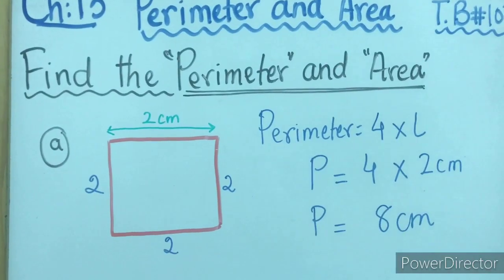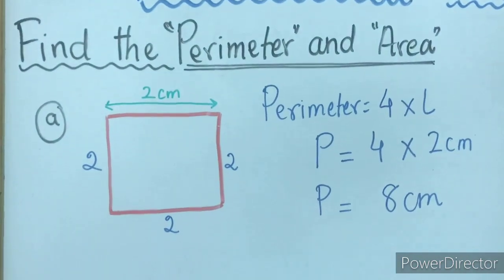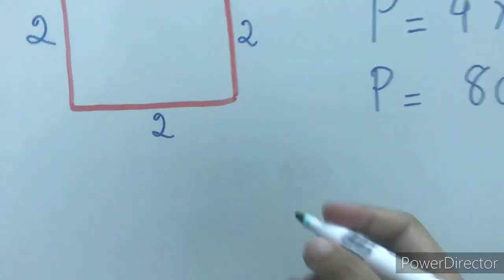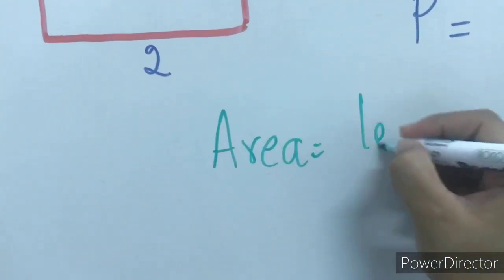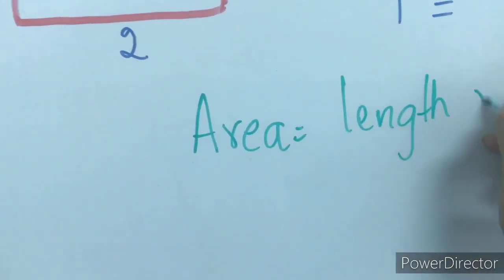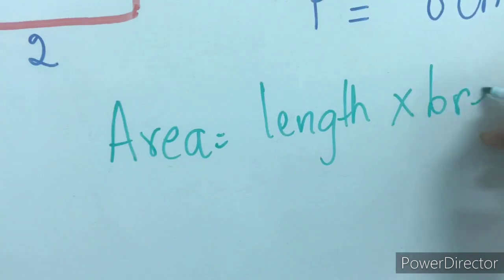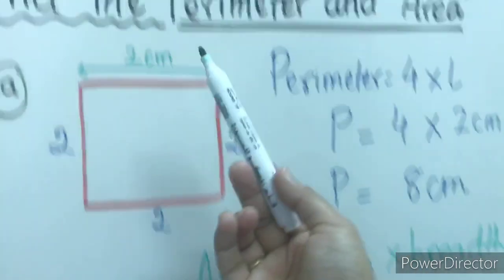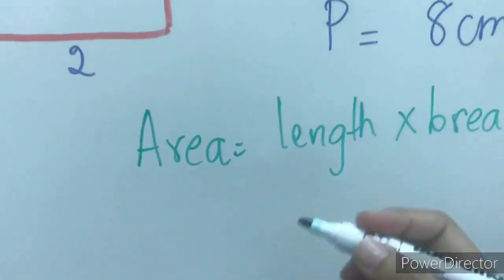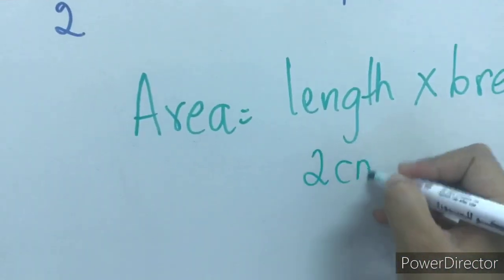Now after calculating perimeter, we will calculate the area of this square. To find the area, we know that the formula is length multiplied by breadth. So what is the length? Yes, the length given to us is 2 centimeter. So we will write 2 centimeter.